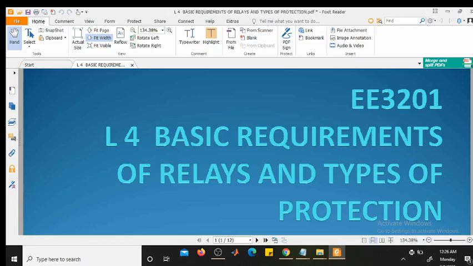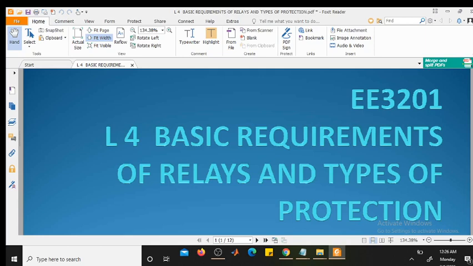Good morning, everyone. In the last class, we saw the types of faults and the zones of protection: what the types of faults are, for what faults the relay is going to sense, and what the zones of protection are for different equipment in a power system. We also discussed the overlapping of zones in the last lecture.